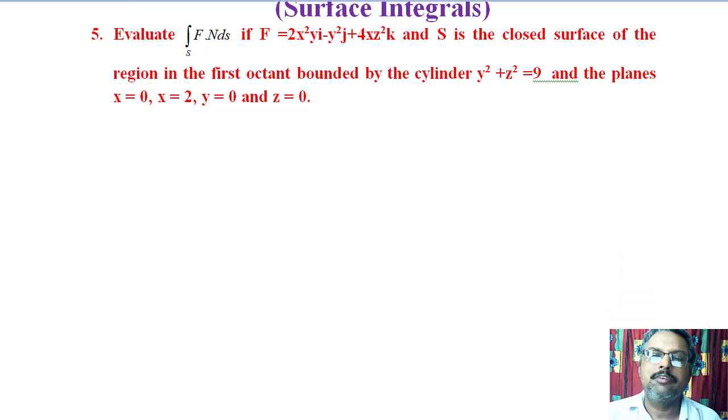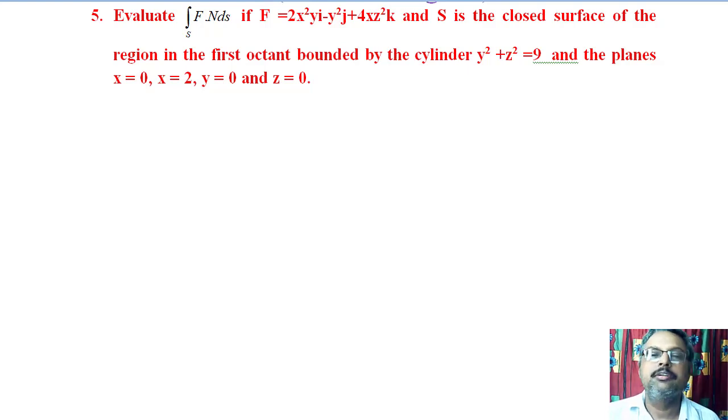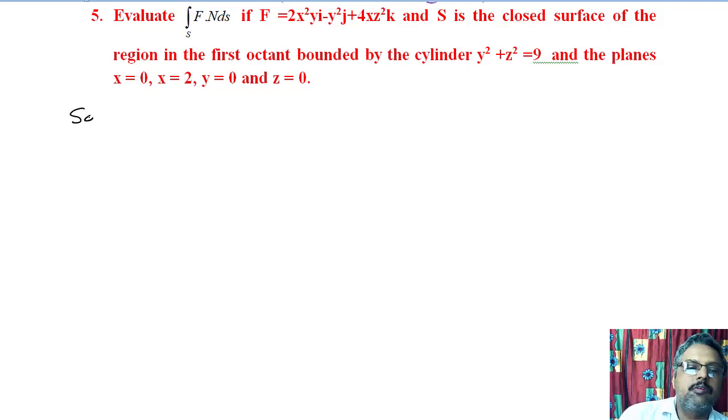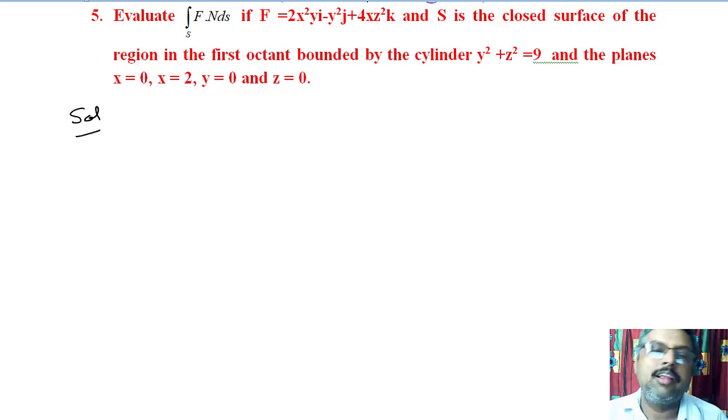Now, we will discuss a very important question in surface integrals. What is the question? Evaluate the integral of f dot n dS, where f equals 2x squared y i minus y squared j plus 4xz squared k, and S is the closed surface of the region in the first octant bounded by the cylinder y squared plus z squared equals 9, and the planes x equals 0, x equals 2, y equals 0, y equals 2.